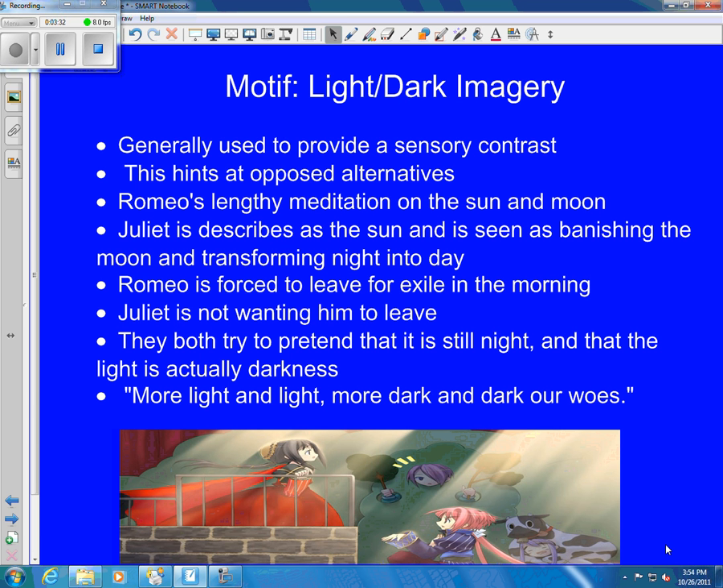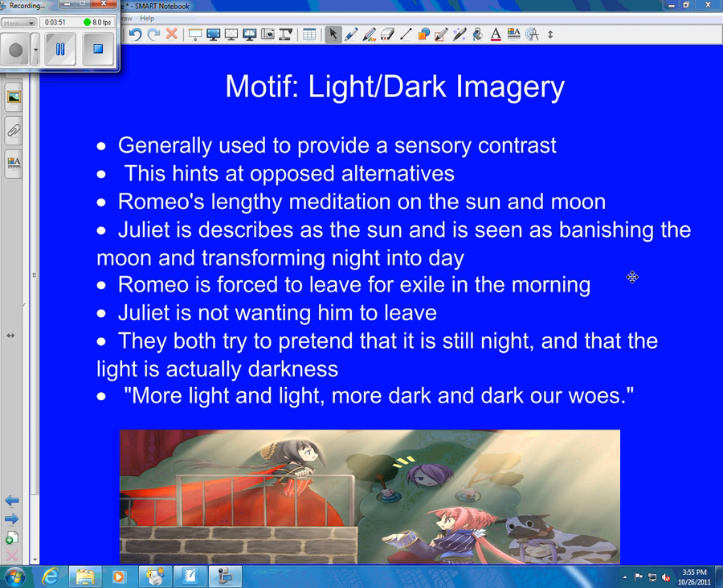All right, now I would like to talk to you about the motif of the play. One of the play's most visual motifs is the contrast between light and dark. Light is not portrayed as good and dark evil as in many plays. Here, light and dark are generally used to provide a sensory contrast and to hint at alternatives.